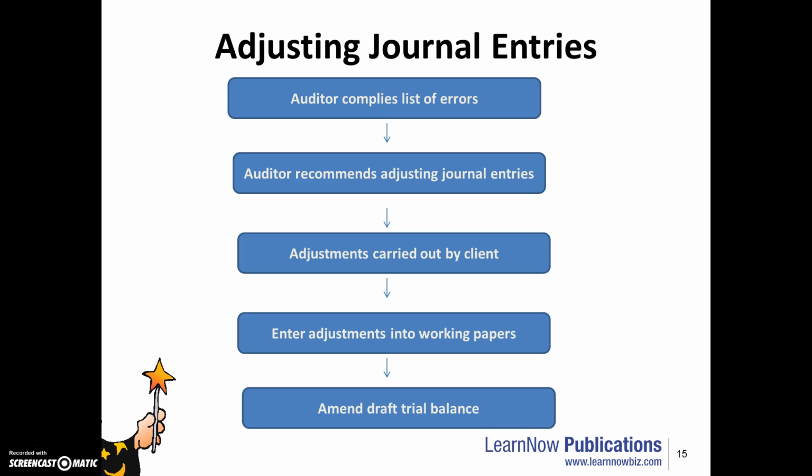So what will happen is the auditor will compile a list of errors and they'll recommend to the client adjusting journal entries. The client will then carry out these adjustments and then adjustments will be entered into working papers. The draft trial balance will then be amended.